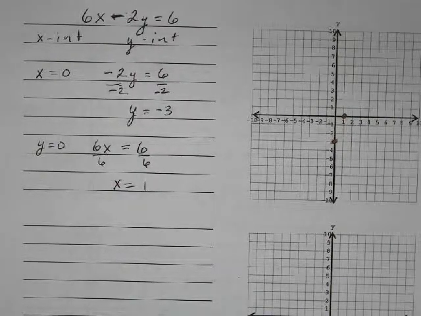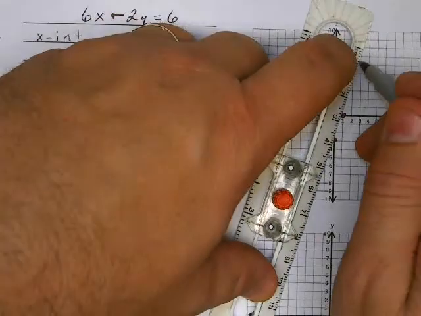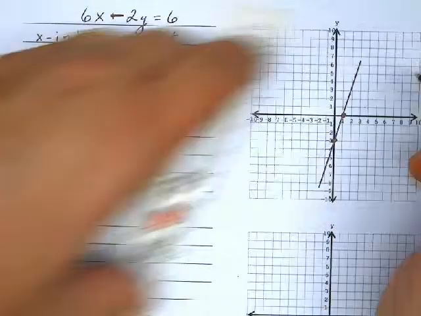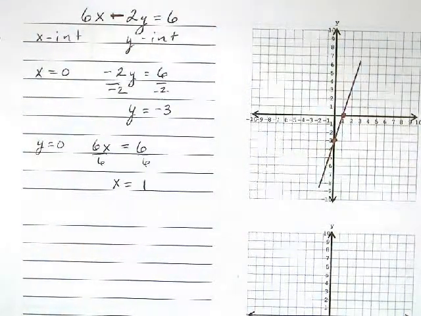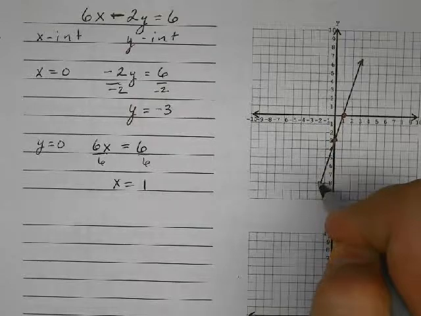Now, these are what are called the x and y intercepts of the line. This is going to give me this line right here, and now I've graphed my line. Make sure to put arrowheads on the ends, and now we're good.